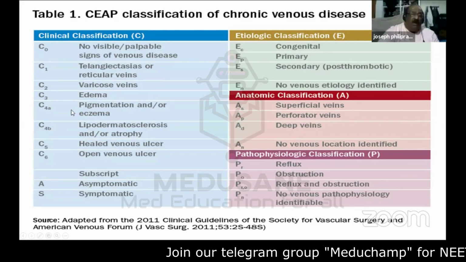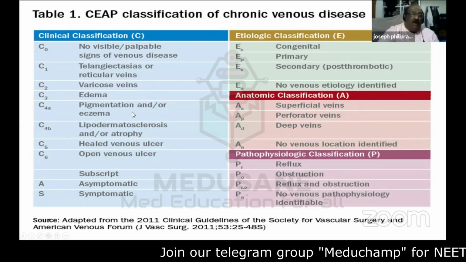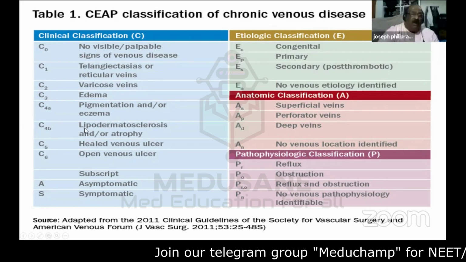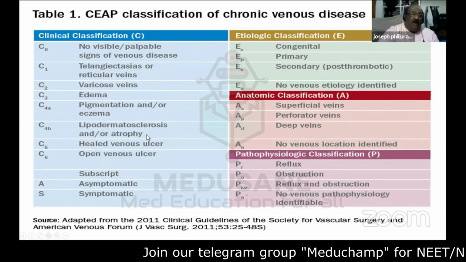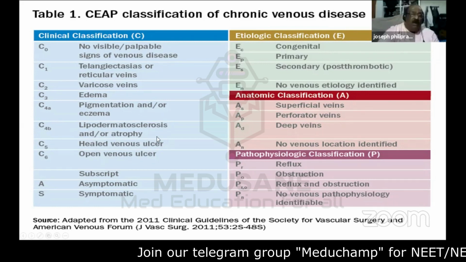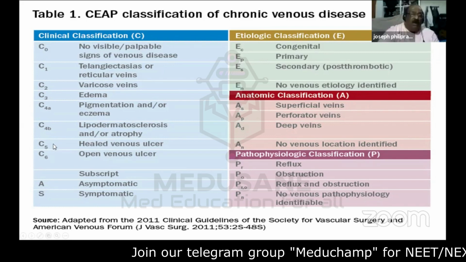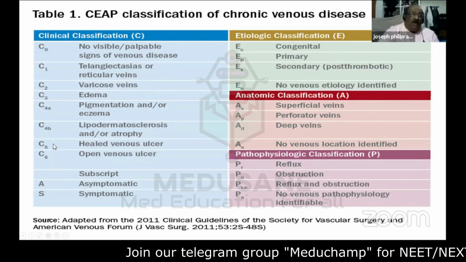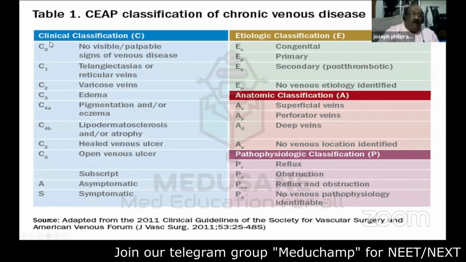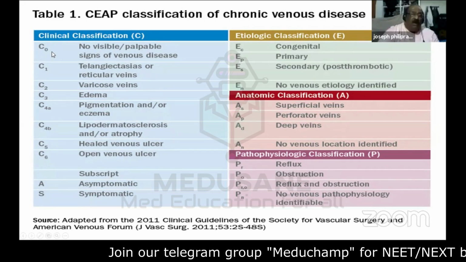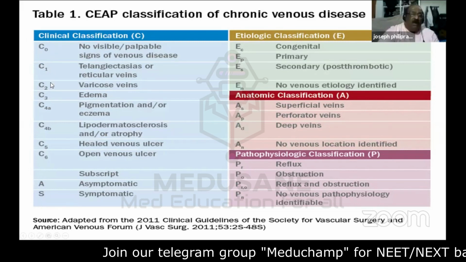A is pigmentation and eczema. B is further manifestation, lipodermatosclerosis or atrophy of the skin. C5 is healed venous ulcer. C6 is open venous ulcer. Now, along with this, if the patient has got symptoms, then you call them symptomatic, whatever the level is, or it is asymptomatic, with whatever level.